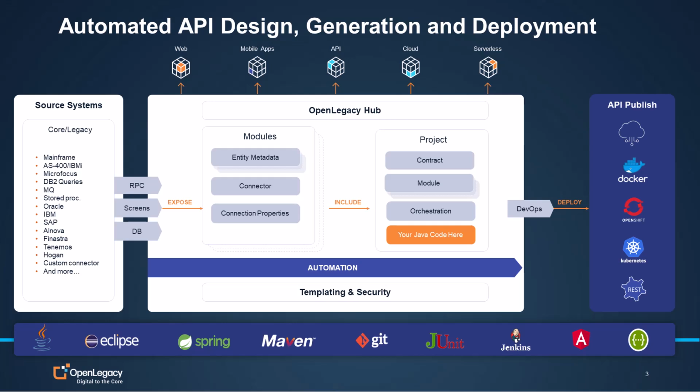In this first step, we will create a module. A module is a component of an API that connects directly to the data source. It comprises one or more assets, a connector, and configuration details. We will use the module later when we create the project.